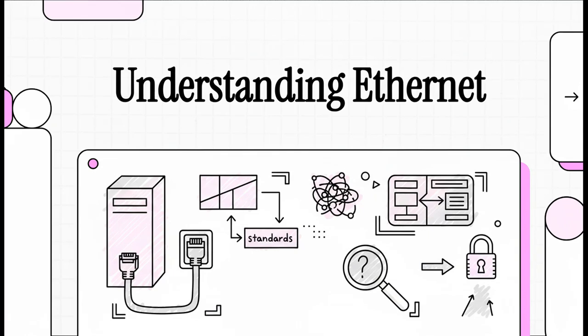Hey everyone. So if you've ever plugged a computer into a router, you've used Ethernet. But have you ever looked at the specs and seen something like 1000BASE-T and just thought, what on earth is that? Well, today we're going to crack that code. And just so you know, if you want to go even deeper, all the source material is linked down in the description. All right, let's jump in.